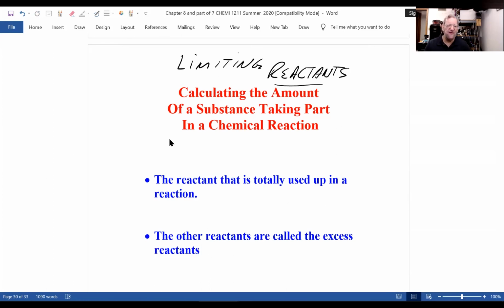Dr. White has a Freudian slip. Sometimes I accidentally call that limiting reagents. It really should be reactants, and I got it right this time.